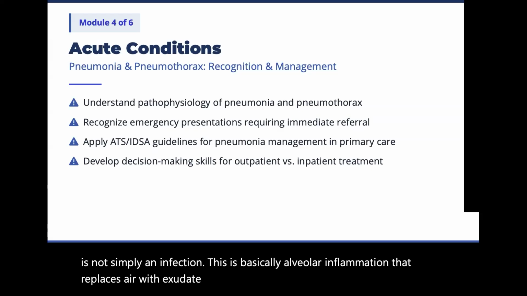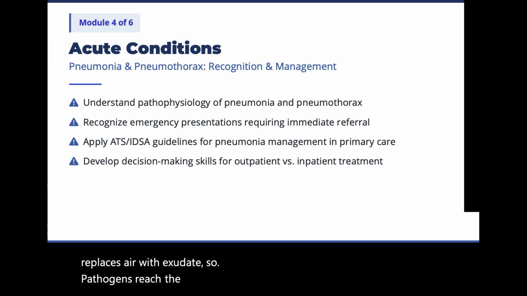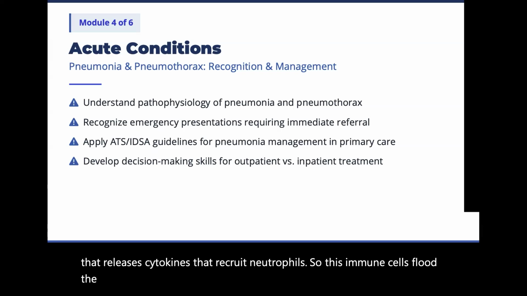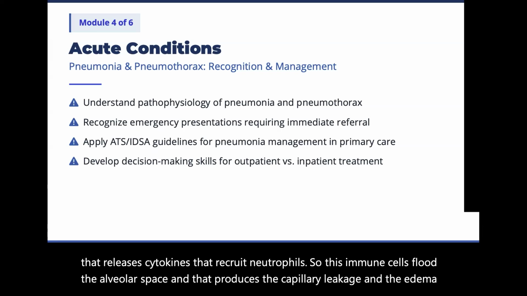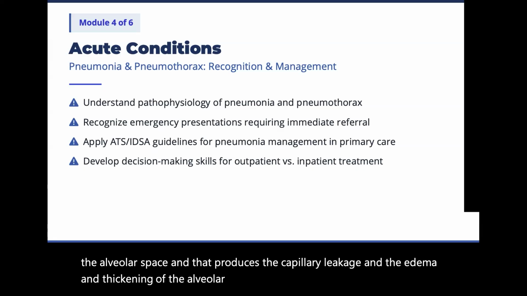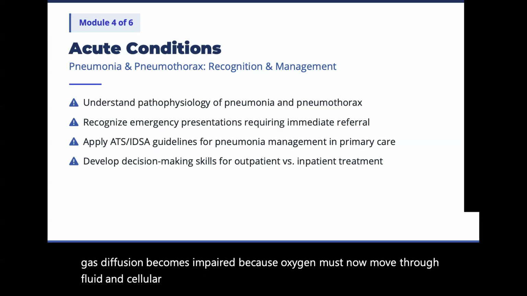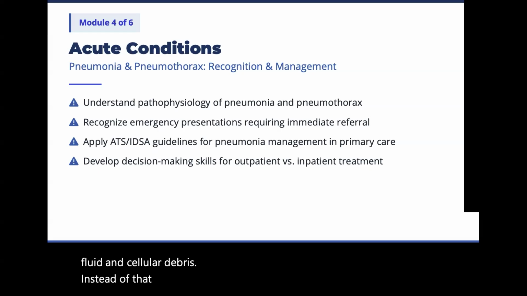So when pathogens reach the alveoli, macrophages will initiate an immune cascade that releases cytokines that recruit neutrophils. So these immune cells flood the alveolar space, and that produces capillary leakage and edema and thickening of the alveolar membrane. So what happens as a result is gas diffusion becomes impaired because oxygen must now move through fluid and cellular debris instead of that thin micron-distance dry membrane.